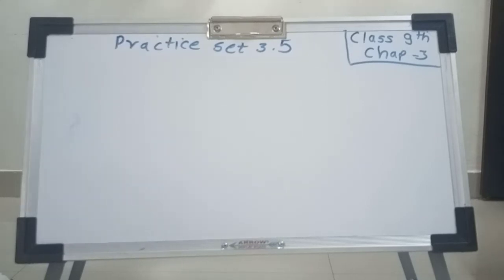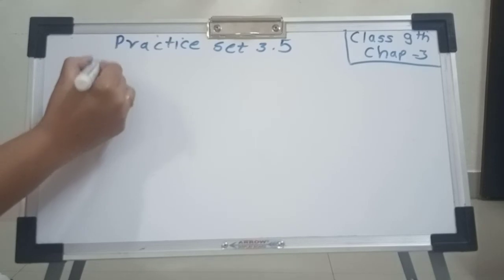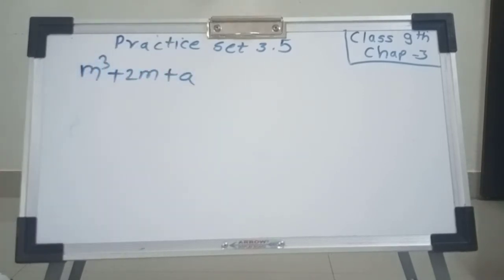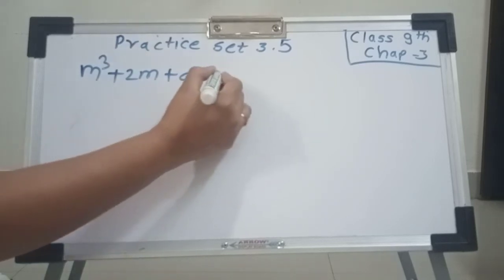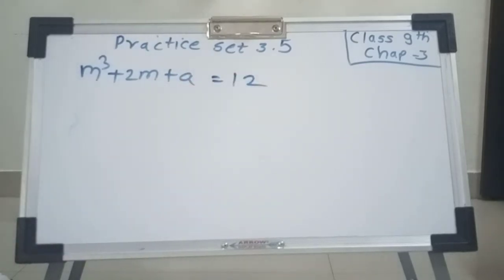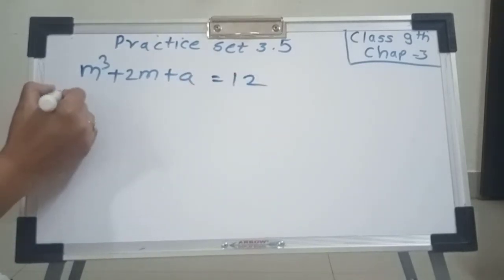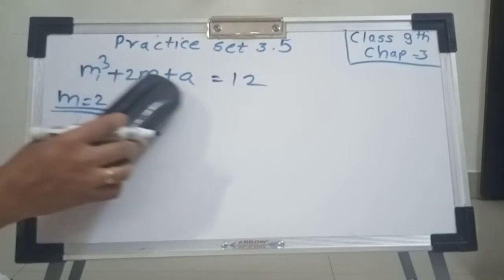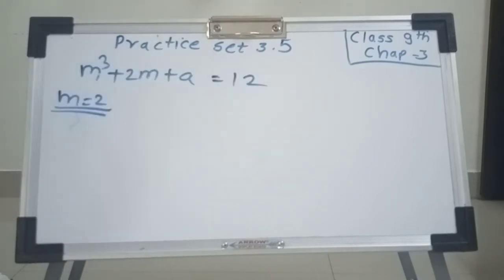Now question number 3. If the value of polynomial m cube plus 2m plus a is 12 for m is equal to 2, find the value of a. For m is equal to 2, the value of this polynomial is 12. This is given. Now we find the value of a.